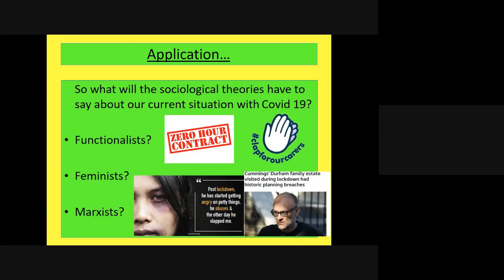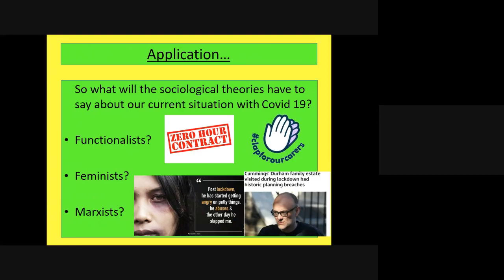Whereas in the case of Dominic Cummings, for example, very publicly, he broke the rules and there doesn't seem to be any actual repercussions for that. So Marxists would say it's one rule for one class and another rule for the working class. As I say, they might also say that actually it's just another way of the government controlling the movement of the working classes, and enforcing the power.